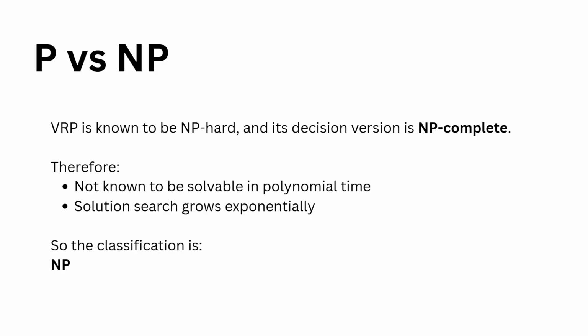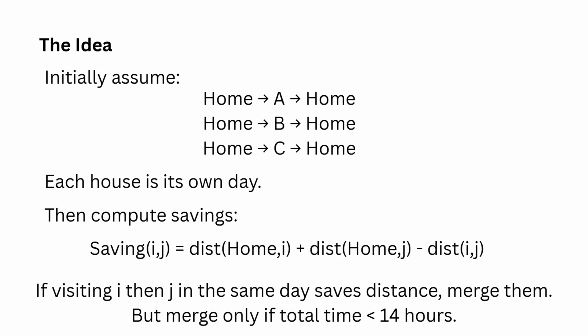P versus NP. VRP is known to be NP-hard and its decision version is NP-complete. Therefore, it is not known to be solvable in polynomial time. The solution search grows exponentially. The idea is to initially assume I visit each relative in one single day. So I start from home, visit relative A and come back home, like that. So each house is its own day. Compute savings. The savings is computed as follows: savings of i, j is the distance between home and relative i plus the distance between home and relative j, calculated using Euclidean distance, minus the distance between i and j.